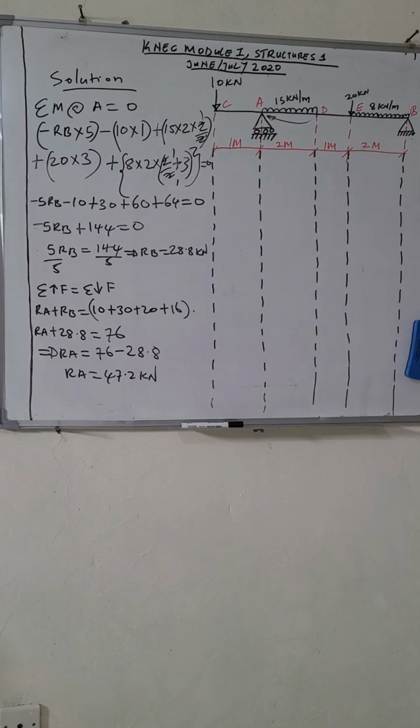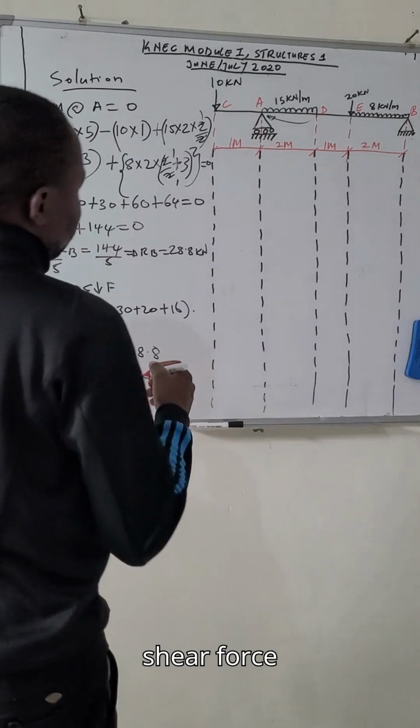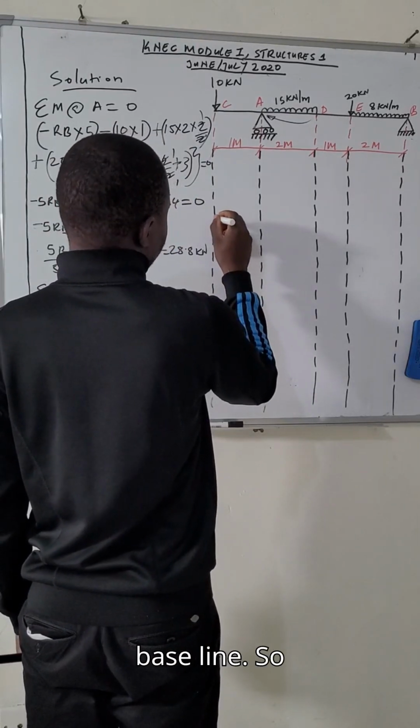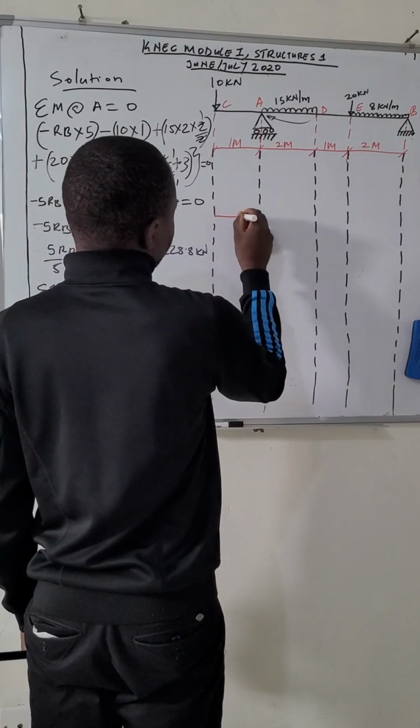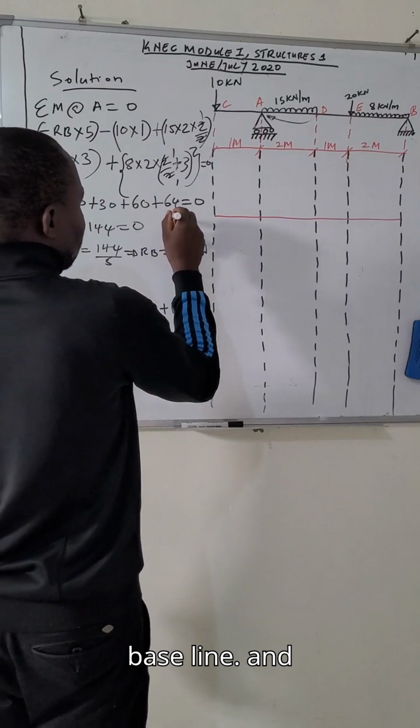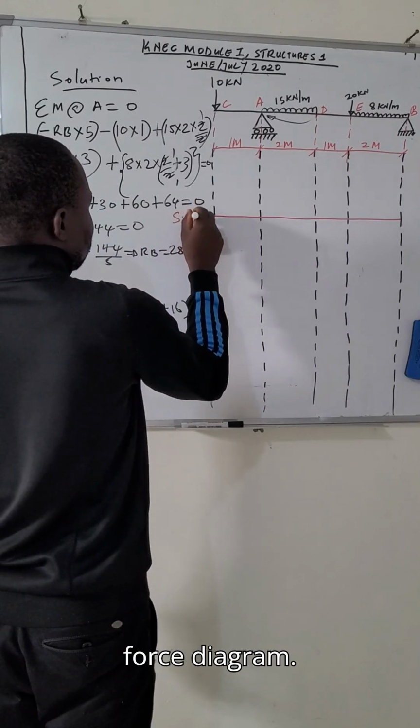Very correct. So after doing so, the next thing to do is to draw the shear force diagram. Let me use another pen. And how do you draw a shear force diagram? You first draw a baseline. So this is our baseline, and say shear force diagram.